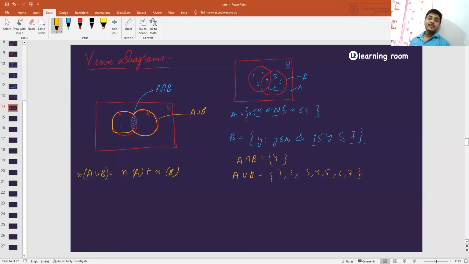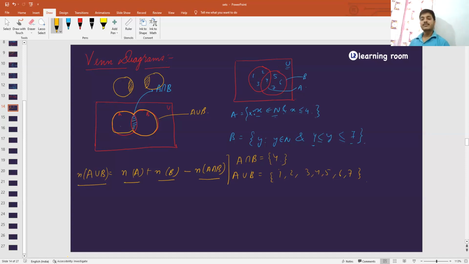But while adding A and B, you will add this A intersection B twice, isn't it? Imagine that. While adding A and B, you take this card A, you take this card B, but here you have overlapped it. So while adding A and B, you will add this part twice. This part will come under A also and B also, isn't it? So that's why we do what we do next: I subtract A intersection B from this. So this is the formula for A union B. N of A union B is N of A plus N of B minus N of A intersection B.